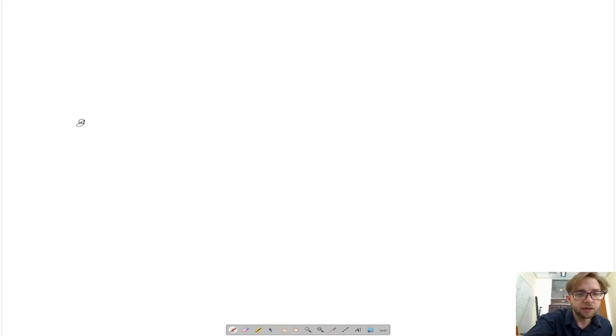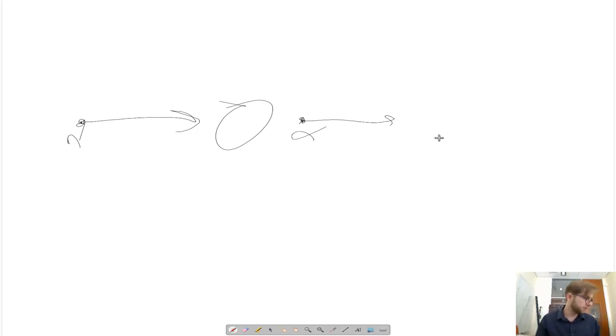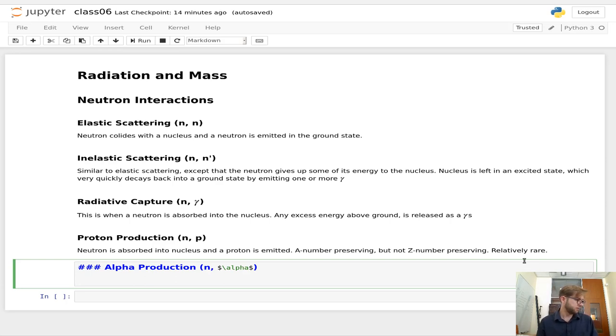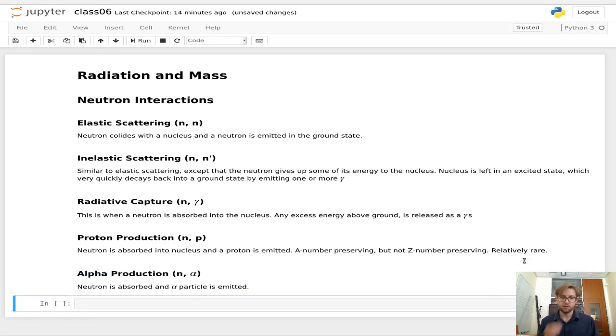We get a neutron coming in to an atom, or to the nucleus of an atom, and then the much heavier alpha particle is emitted. I'll go back and just say, neutron is absorbed, and alpha particle is emitted. Okay. All right. So nothing requires that A numbers and Z numbers or any kind of thing be preserved in these reactions.